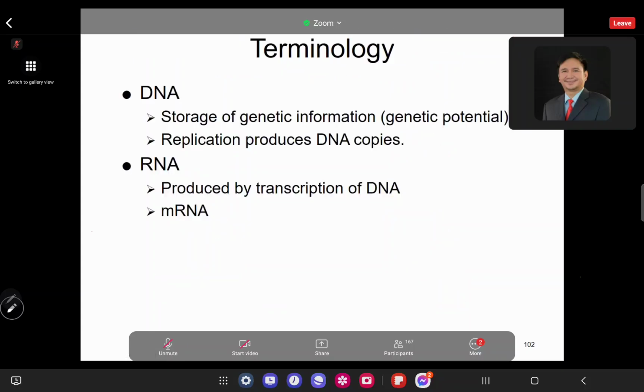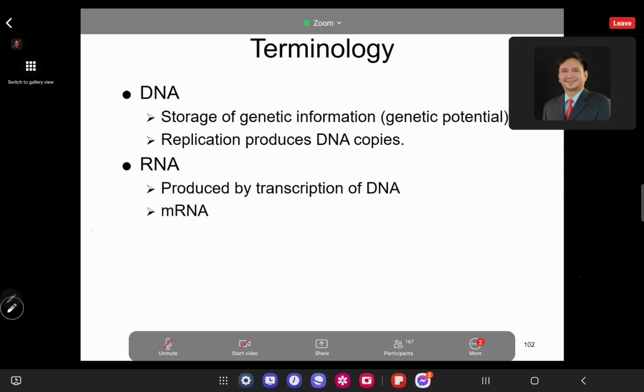Let's define DNA. The function of the DNA is to store genetic information essential for growth, reproduction, and cellular functions. In terms of replication, DNA produces identical copies of DNA during cell division, ensuring genetic continuity. What is an RNA? It is produced by the transcription of DNA.